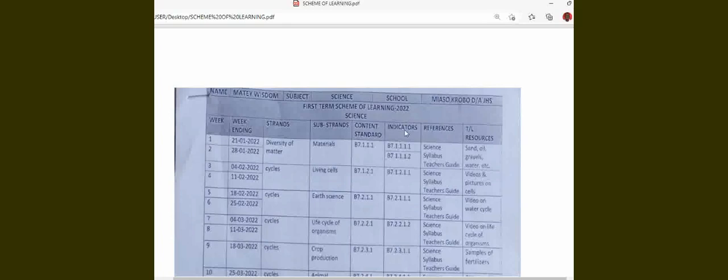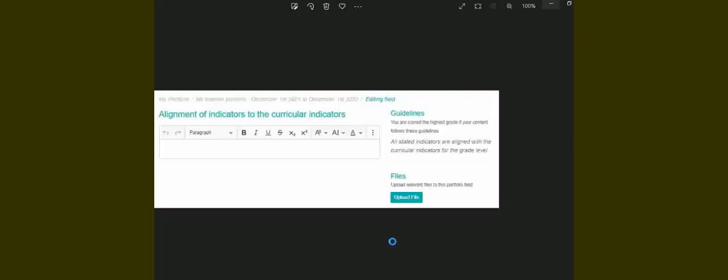So the indicators must have a link. And this is the aspect of the portfolio that says we have to align our indicators to the indicators in the curriculum. Simple as that. Thank you very much.